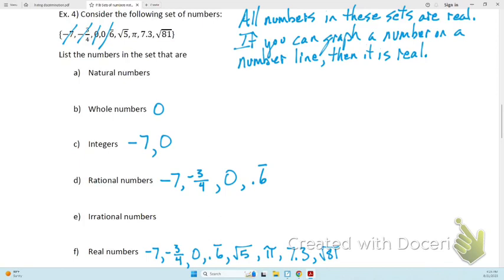Square root of 5, if I type that into the calculator, I get a never-ending decimal. That means it's irrational. It never ends, and it has no pattern. It is irrational. Pi, same story. Pi never ends, no pattern, it's irrational. 7.3 does have an ending point, so it is rational. Square root of 81 is a trick. Square root of 81 is 9, right? So it's all of these but irrational.